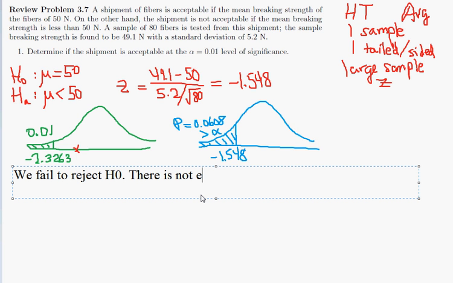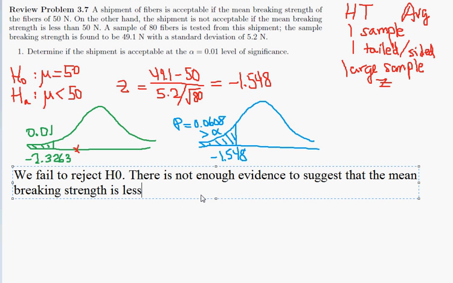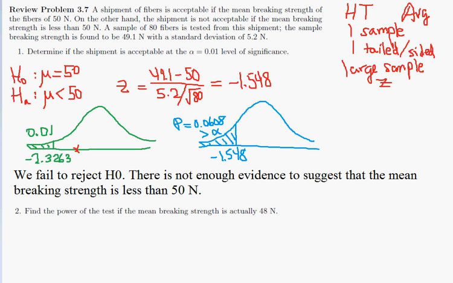There is not enough evidence to suggest that the mean breaking strength is less than 50 newtons. And so that answers the first part of this question. The second part of the question concerns finding the power. Find the power of the test if the mean breaking strength is indeed 48 newtons.